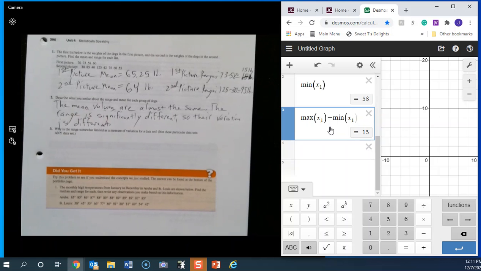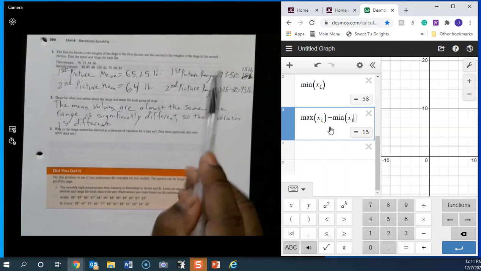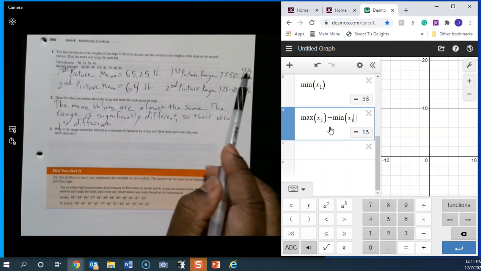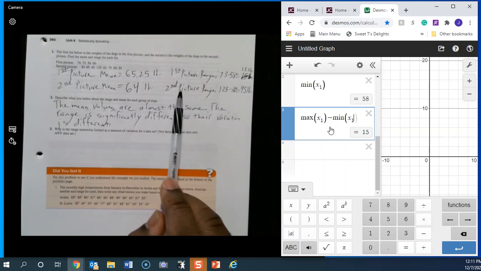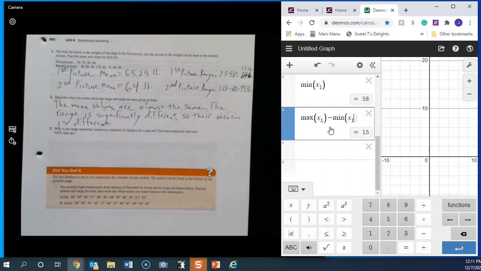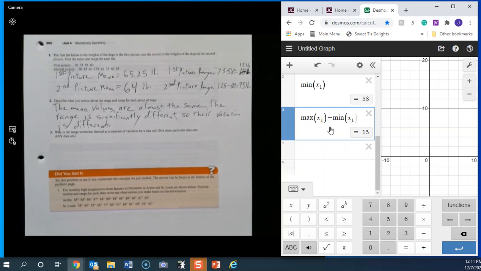Now we go here to number 3, because before we go here, if we look at the range, this range here is only 15 pound different. This range here is 95 pound different, which is a very big difference in their values. Now we go here to number 3.